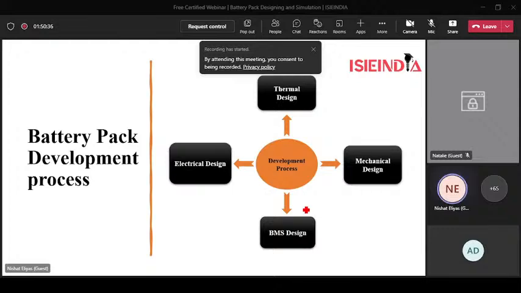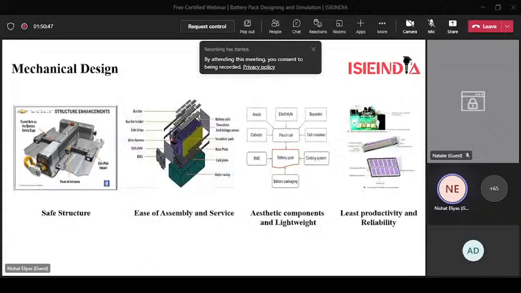So the development of the battery pack involves its thermal design, its mechanical design, its BMS design, and its electrical design. In case of the mechanical design, there must be a safe structure, like I already said, that can sustain maximum vibration and the maximum inertial force in case of acceleration and deceleration. If there is any jerk, or if the vehicle goes into an accident as well, it can sustain such incident force or impact.